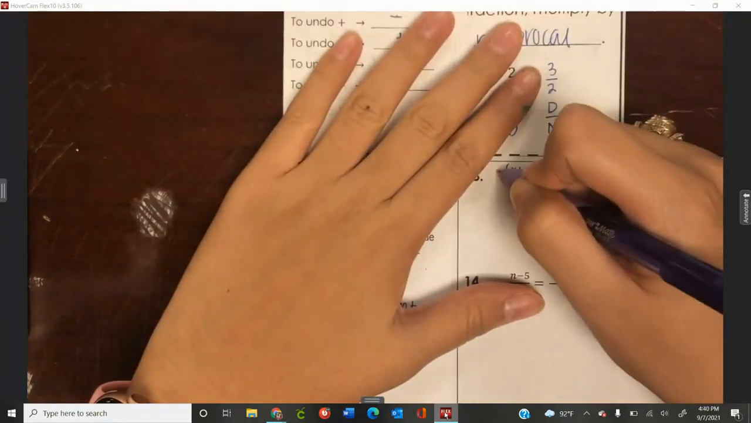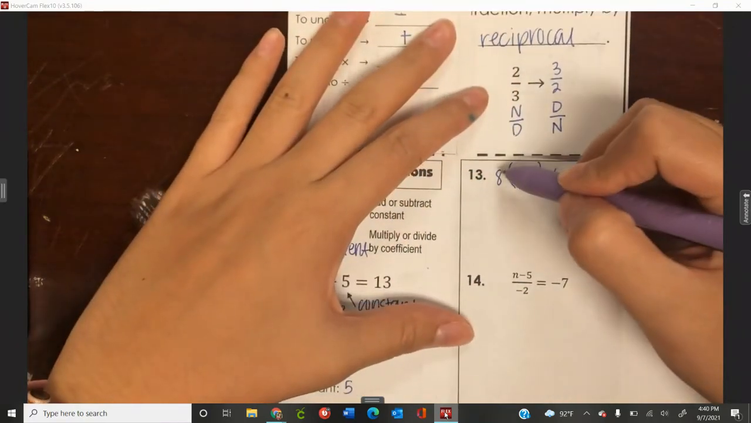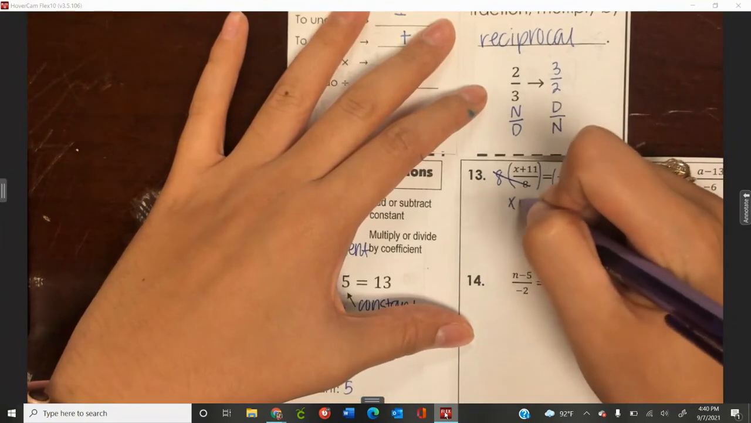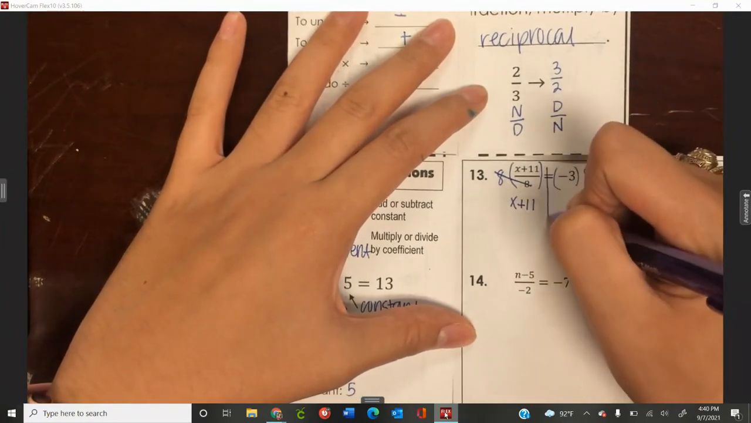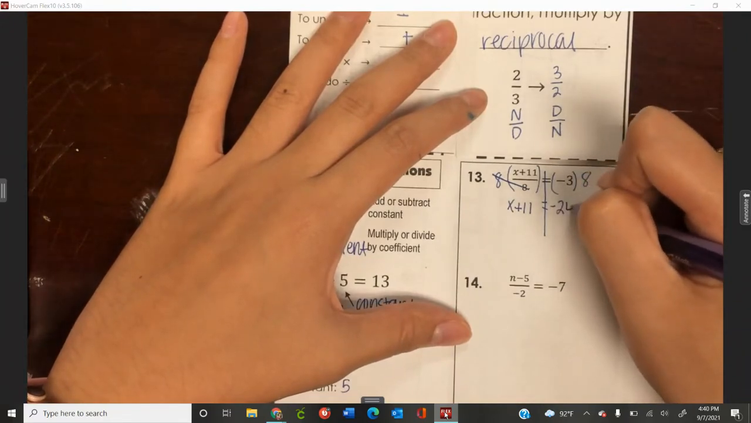So here we're going to multiply by 8 on both sides. So multiplying by 8 on both sides undoes this division. So here my 8's cancel out. I'm left with x plus 11. And this equals negative 3 times 8, which is a negative 24.